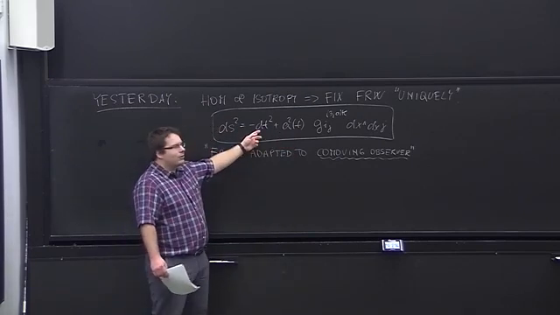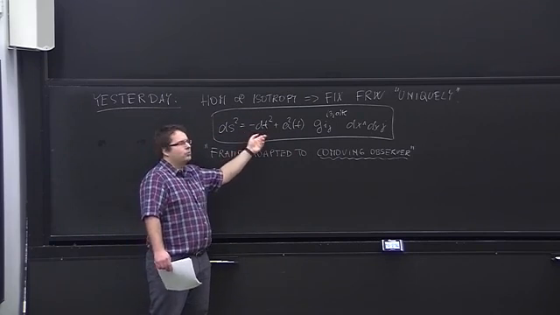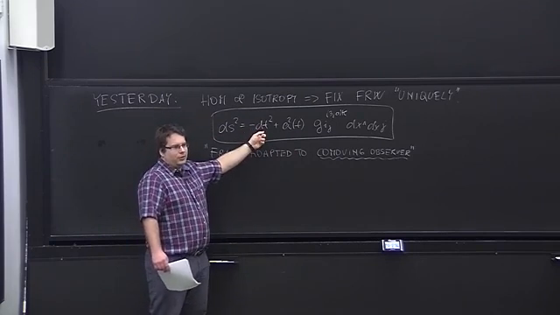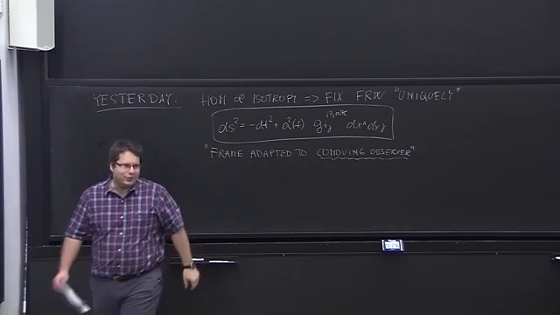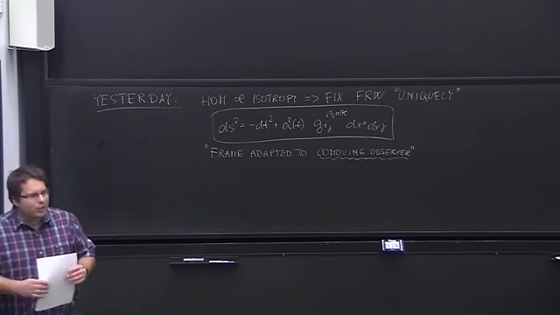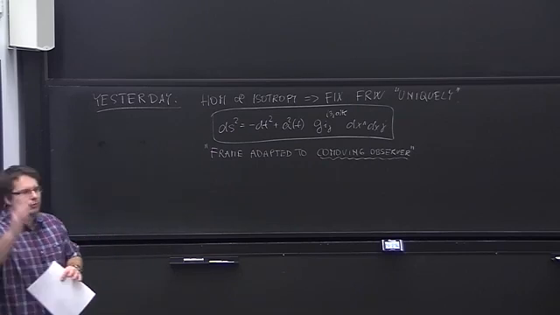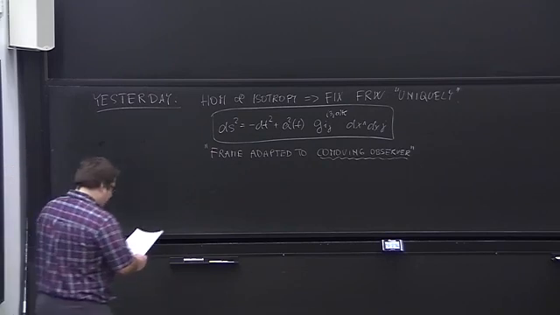And of course, you could have some function of t here, but I can always redefine time so that this is absorbed in dt. So this is without loss of generality. I can always put -1 in dt squared. And so this frame is adapted to a co-moving observer, the observer which is co-moving with the fluid, which sees the homogeneous and isotropic universe.